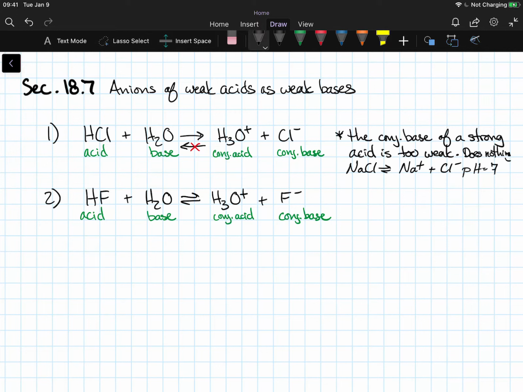So we can conclude that the conjugate base of a weak acid is strong enough, but still weak. That is to say, fluoride can act as a weak base. So we can think of sodium fluoride, that's where that came from. A sodium fluoride solution is basic.